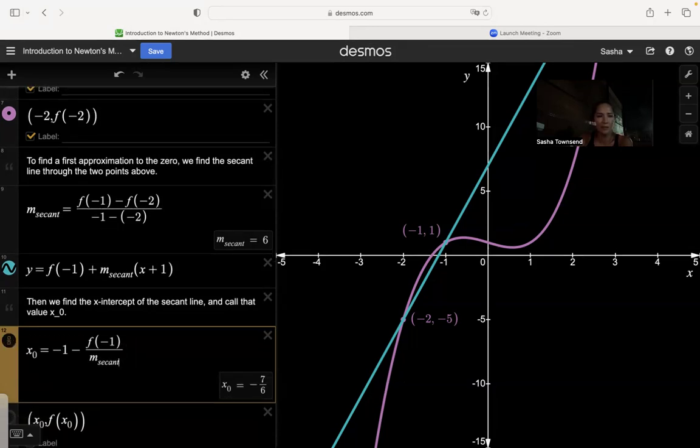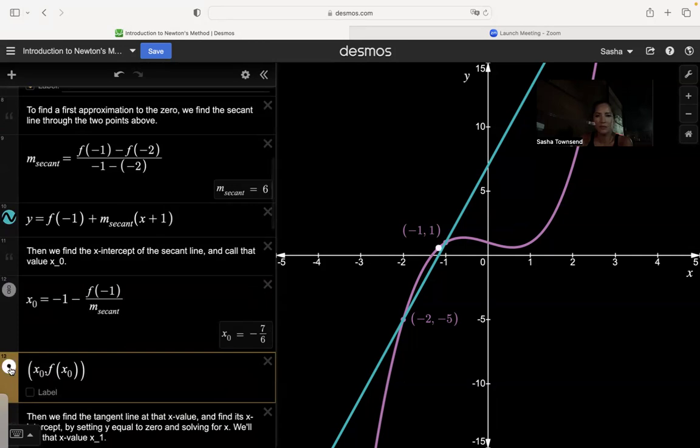And if we plot that point on the curve, we see we don't actually have a y value of 0 there, but we have a y value of 0.597, which is a lot closer to 0 than either -5 or 1 was. So that's our first approximation of the 0. It's that x equals -1.167. Then you say, okay, well, how can I find another approximation?